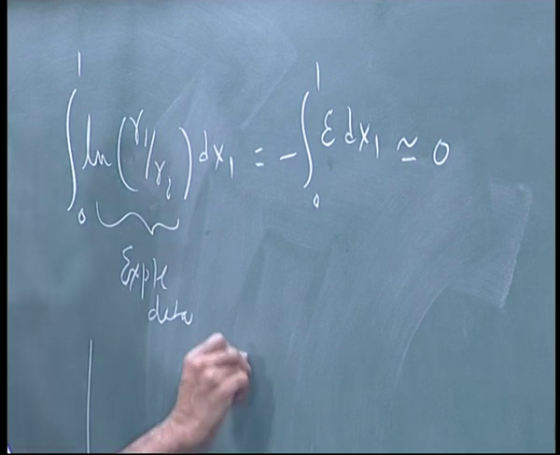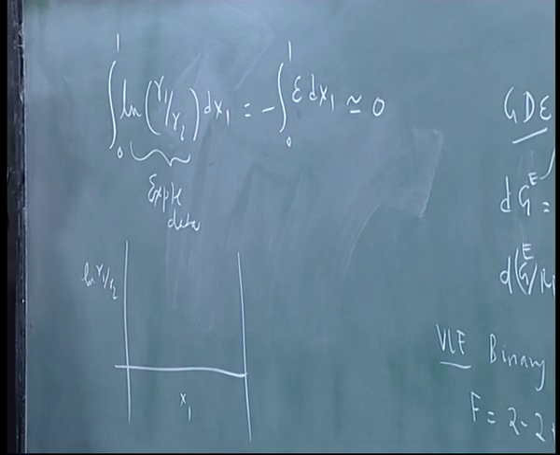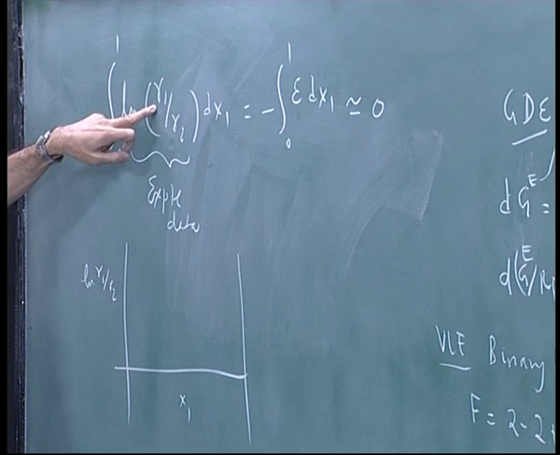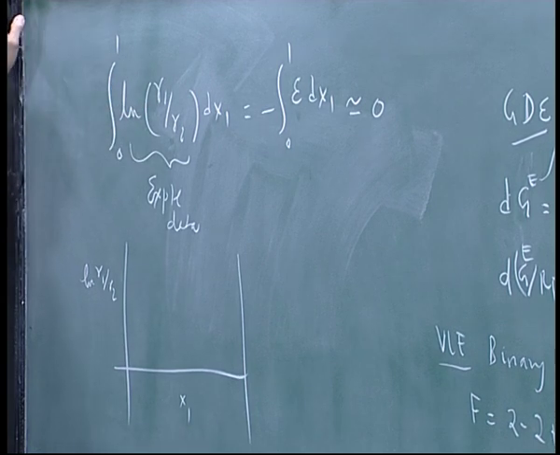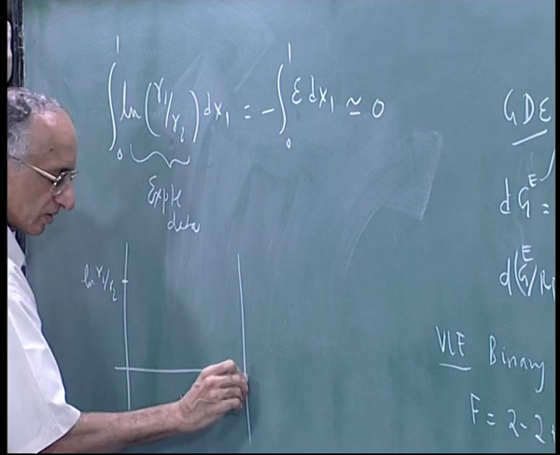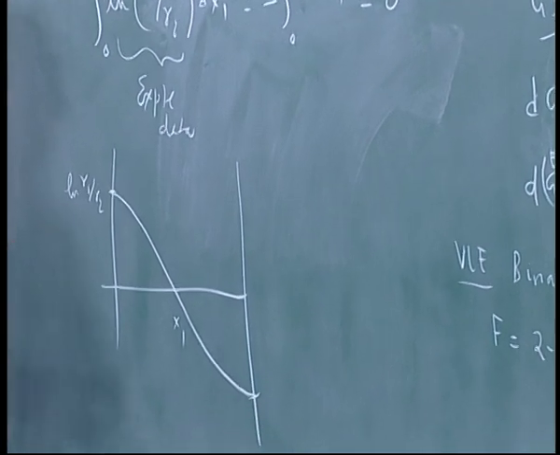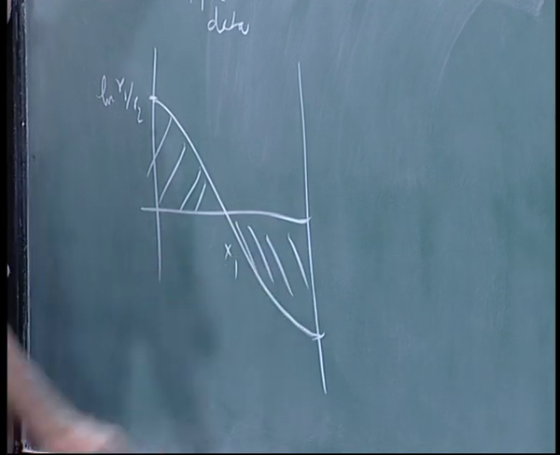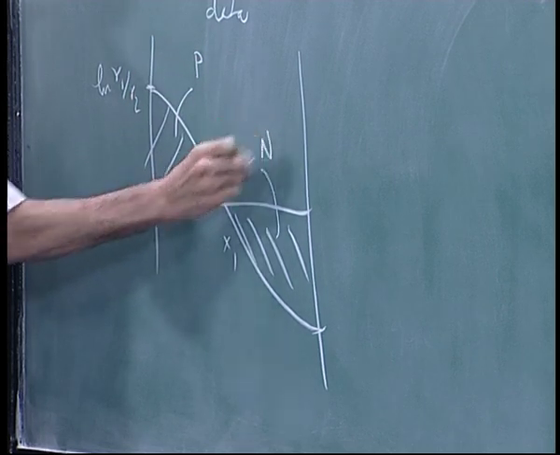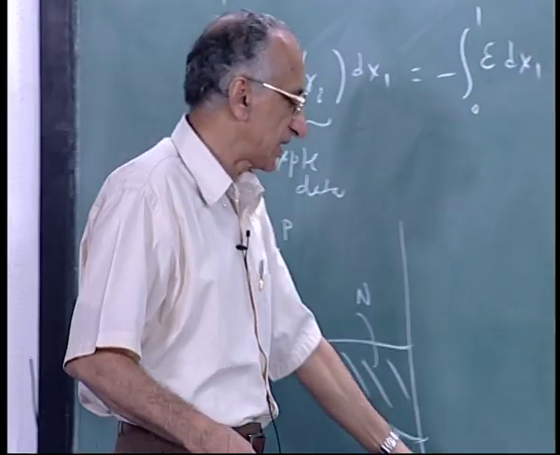Actually if you do the plotting, you get log gamma 1 by gamma 2 versus x1. If you go to x1 going to 0, gamma 2 is 1, you get log gamma 1 infinity, that will be the limit here. So let us say log gamma 1 infinity is somewhere here and log gamma 2 infinity is here. So you will get a curve like this, there is a positive area and a negative area. We will denote this area by P, this area by N, to indicate positive and negative areas. So this is the integral test for thermodynamic consistency.